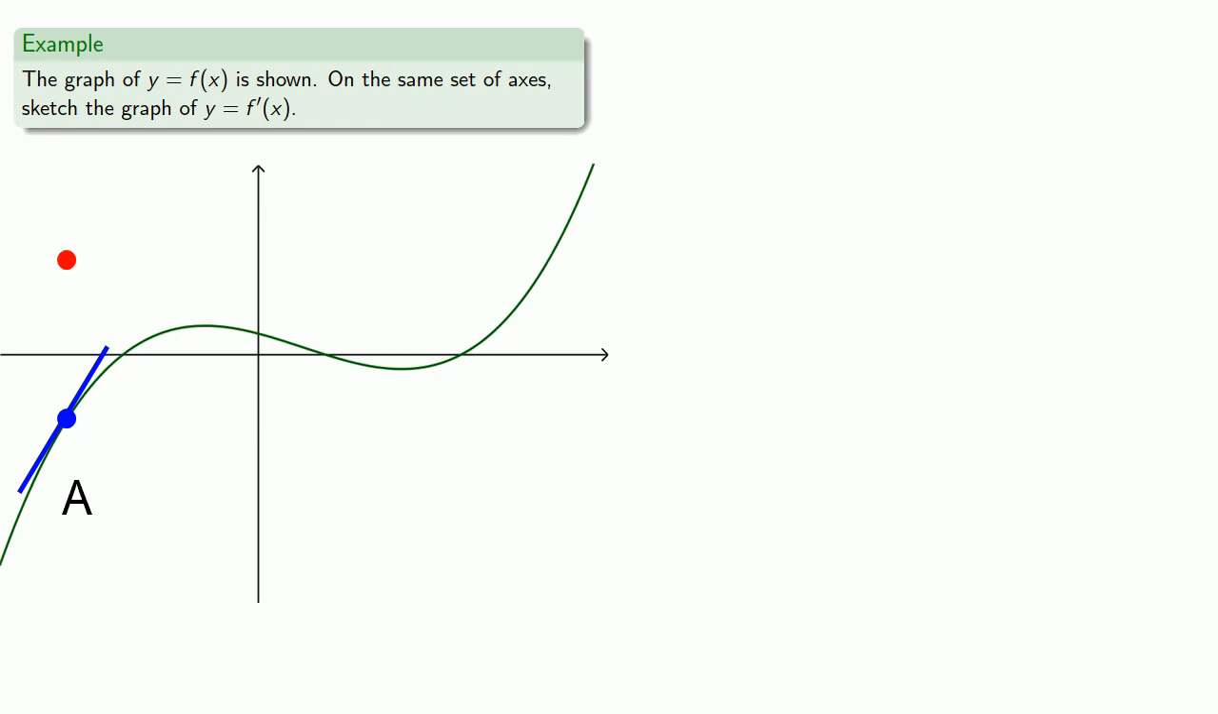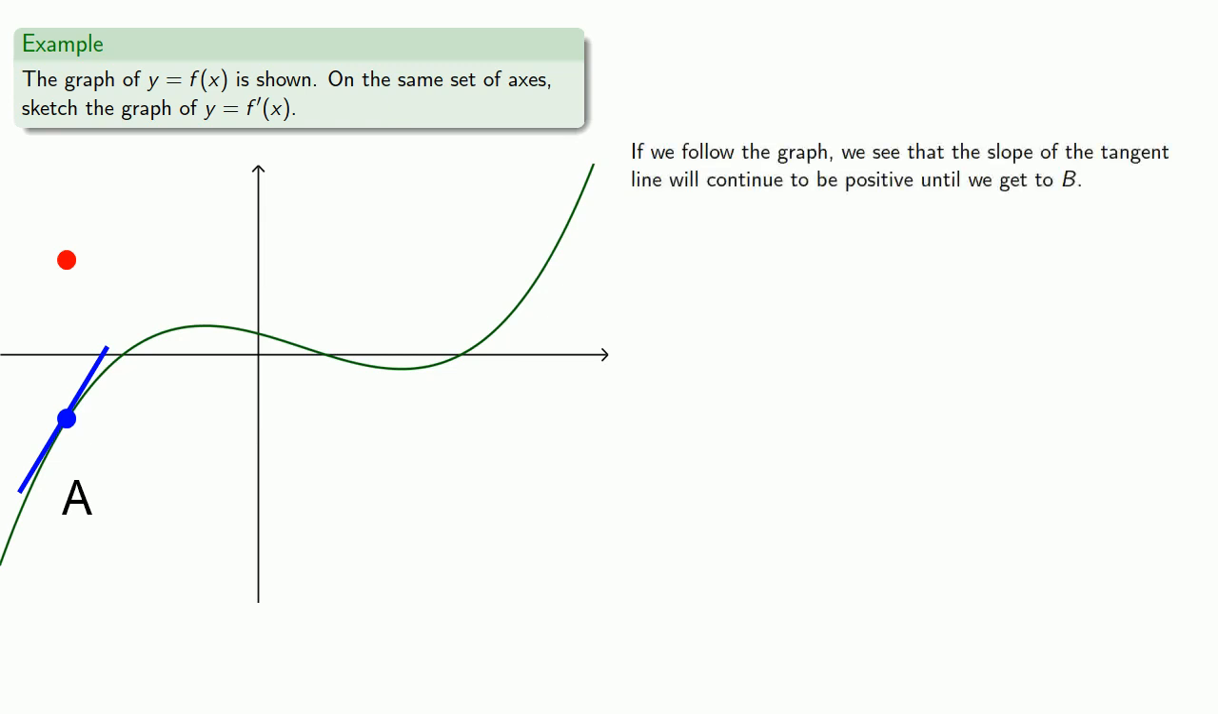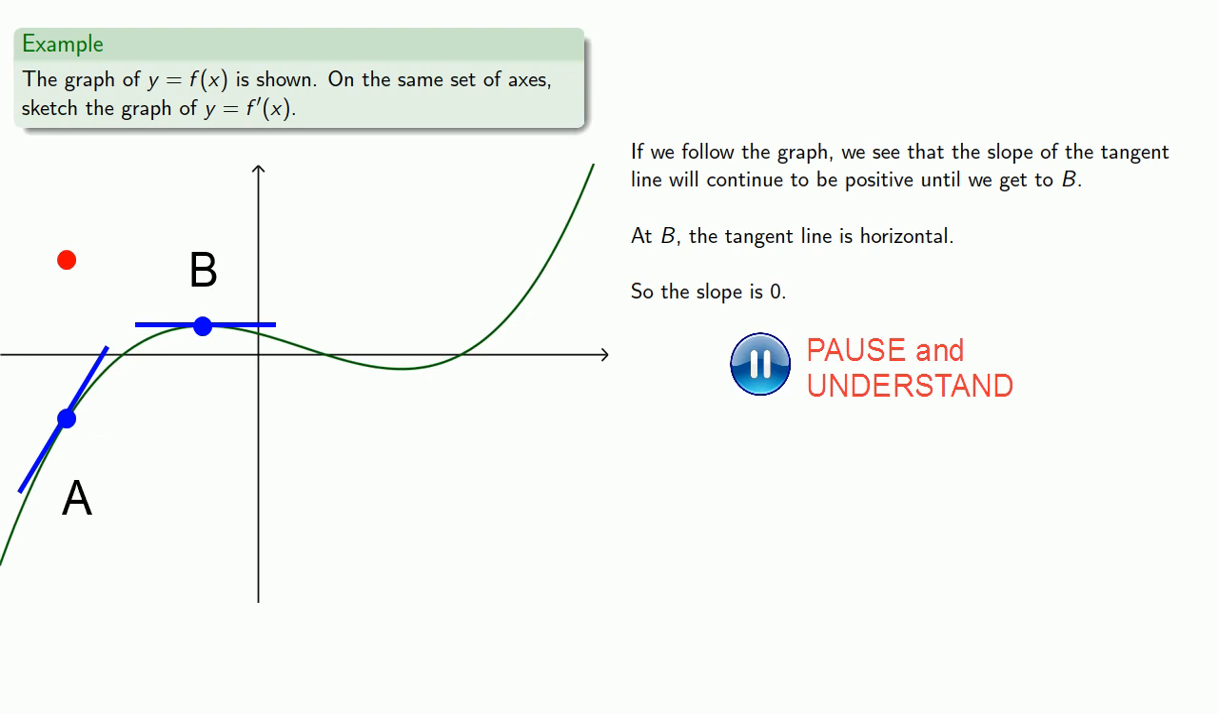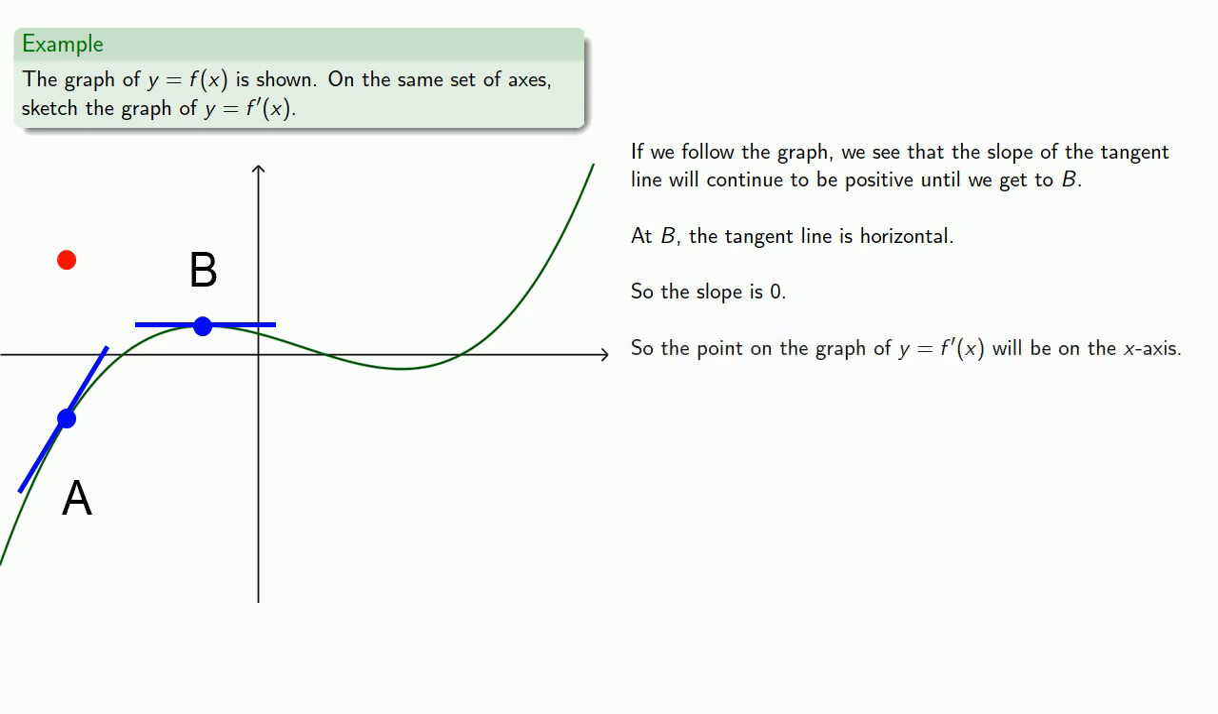Now if we follow the graph, we see that the slope of the tangent line will continue to be positive until we get to B. At B, the tangent line is horizontal, so the slope is 0. So the point on the graph of y equals f prime of x will be on the x-axis. And so we'll draw the point.